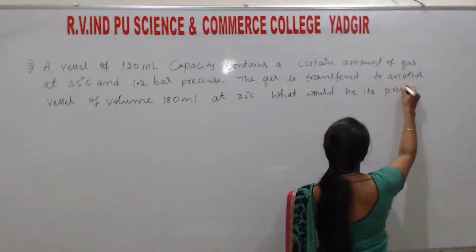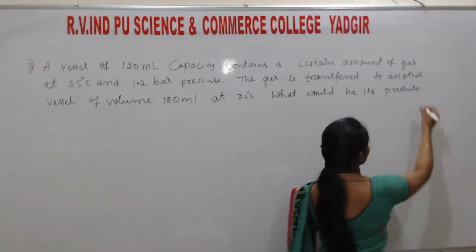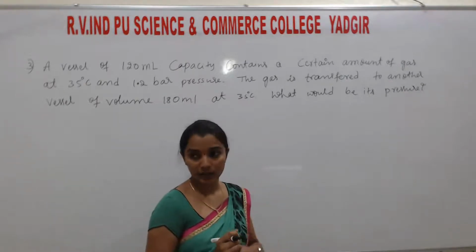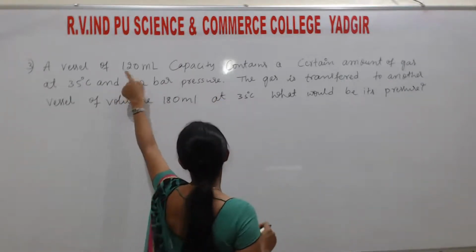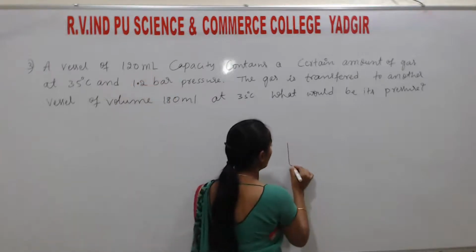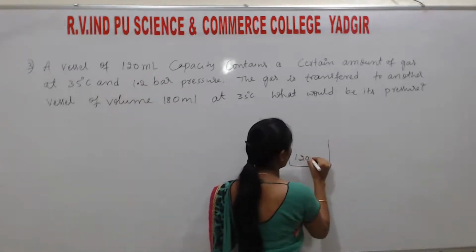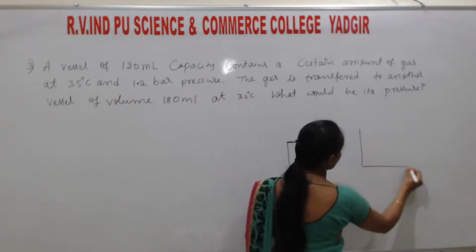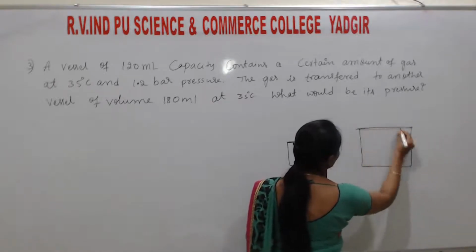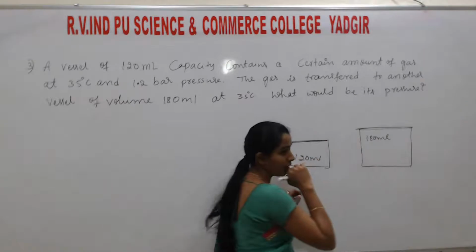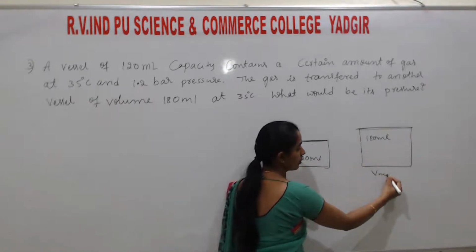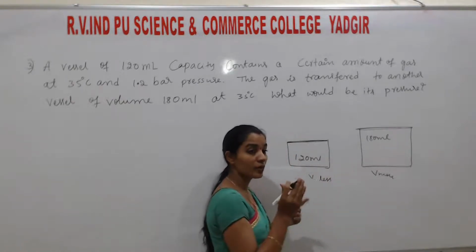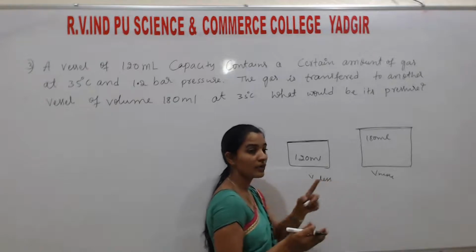Okay, so students, listen. Here they are not giving the volume of a gas, they are giving the volume of a container, the volume of a vessel. One vessel is 120 ml, a closed vessel. The other is a bigger one, 180 ml. In one the volume is less, so the pressure is more. When the volume is more, the pressure is less.